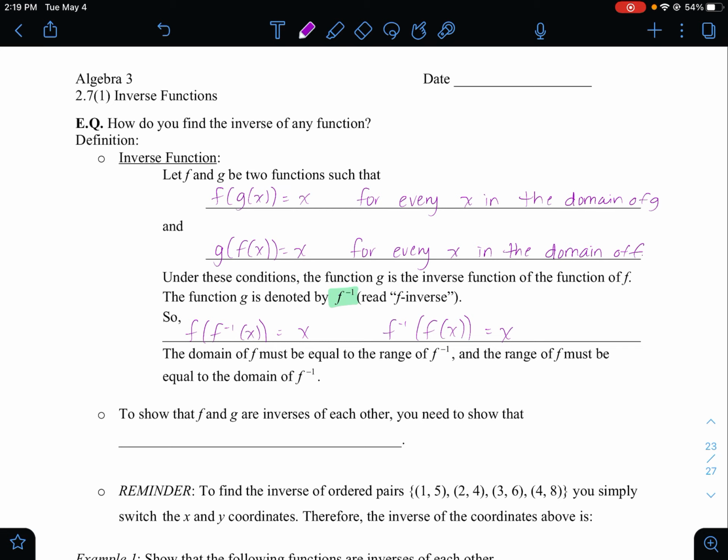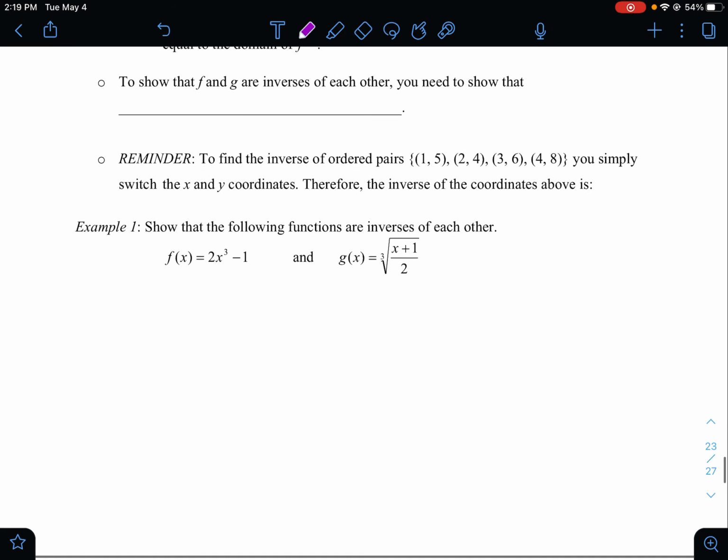Okay, so with all of that being said, what we are going to do today is to show that f and g are inverses of each other. We need to show, and I'll write it in our normal notation, that f of g of x is equal to x, and that g of f of x is equal to x. So two things. We are trying to find two composite functions today.